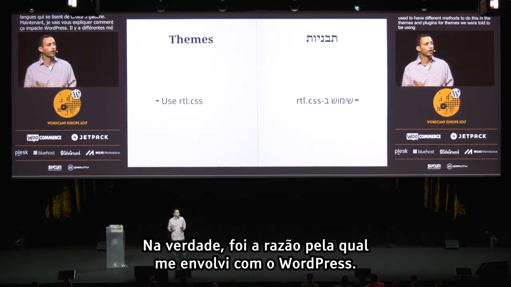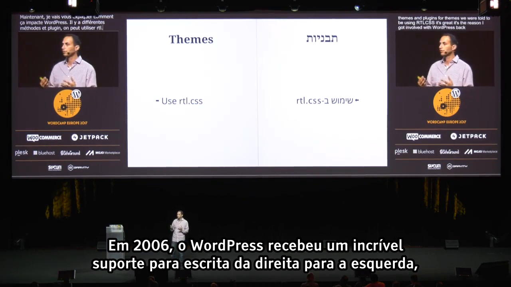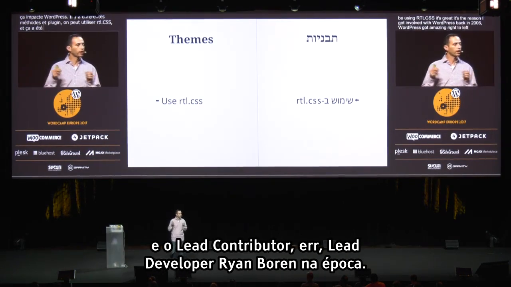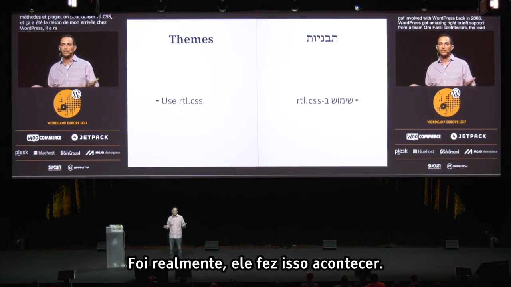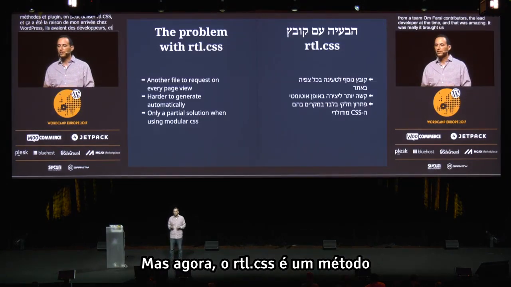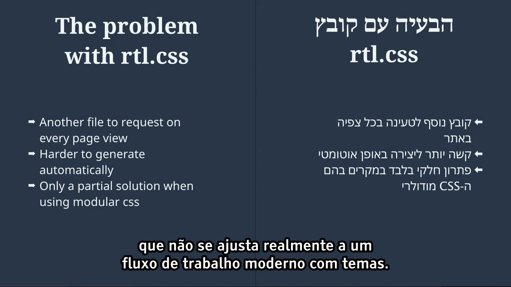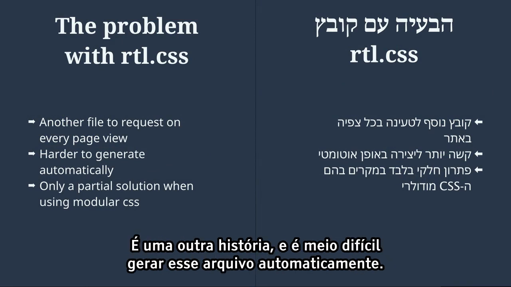It's actually the reason I got involved with WordPress. Back in 2006, WordPress got amazing right-to-left support by a team of Farsi contributors and lead developer Ryan Boren at the time. And that was amazing. It really brought us along. But now, RTL CSS is a method that doesn't really fit a modern workflow with themes, doesn't really fit a theme that has more than one CSS file. It's another request, and it's kind of hard to generate that file automatically.